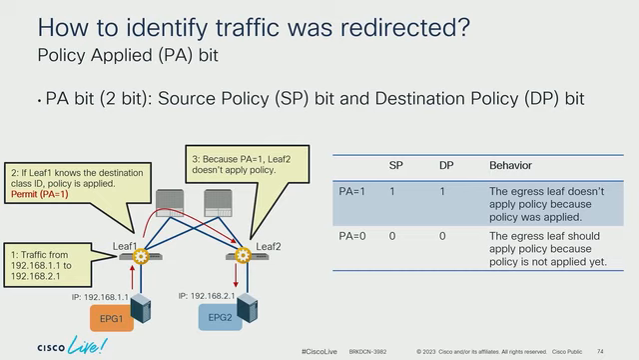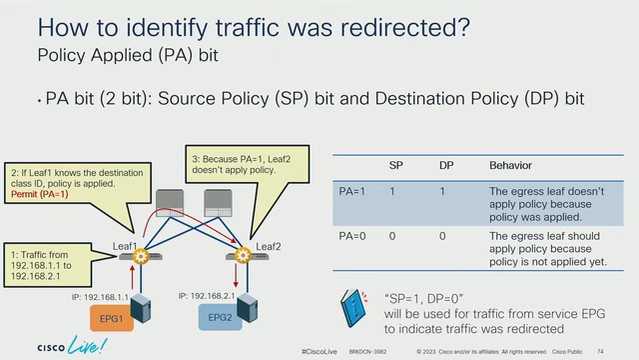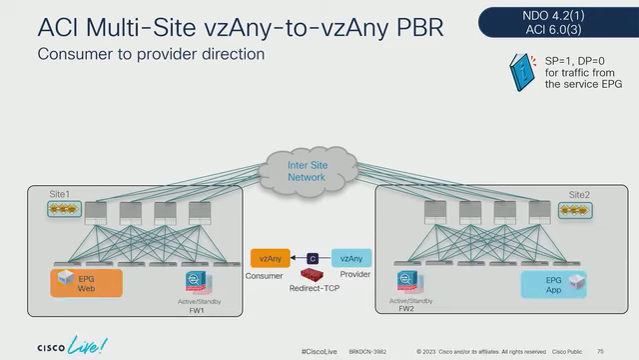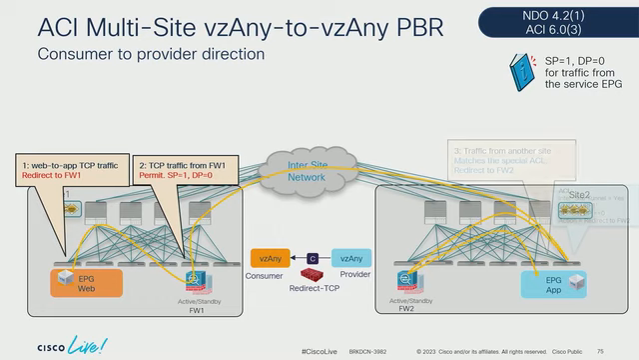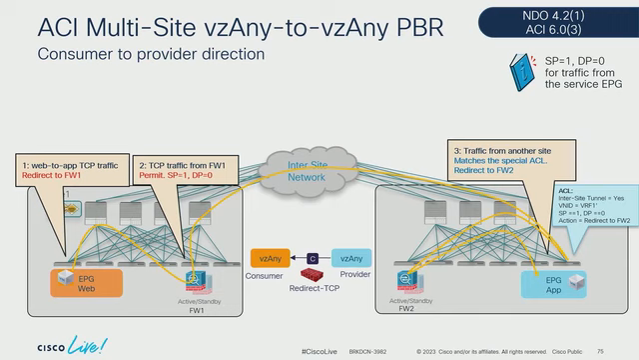Since we have 2 bits, we have new indication. We're going to use SP equal 1, DP equal 0. That's set if traffic is from service EPG. So that we can use this indication to identify if firewall was already inserted or not. Let me apply this to the packet walk. The first ingress leaf redirects traffic to firewall 1. When traffic comes back from firewall 1, since this traffic is from service EPG, we use SP equal 1 and DP equal 0. So that's a new indication so that the destination leaf can identify firewall was already inserted from source site. And this is from inter-site traffic.